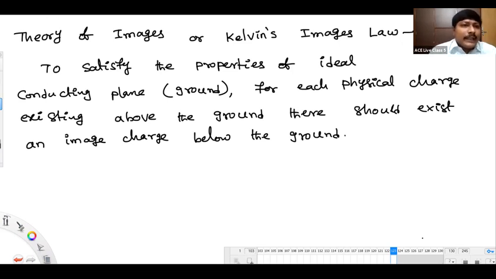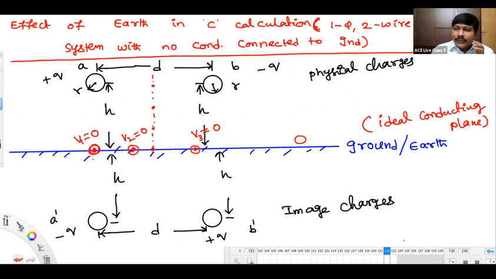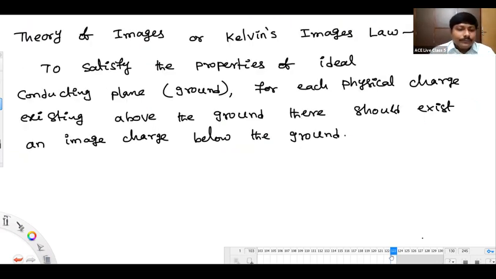Okay, so this we can say as theory of images, or you can say Kelvin's images law. And the image charge should be exactly opposite of the physical charge. For example, if the physical charge is at a height of 9 meters, the image charge also should be at a depth of 9 meters. Height and depth must be equal.